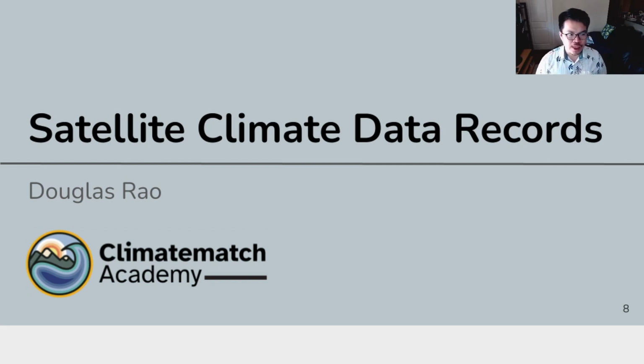By now, you should understand the basic concepts of remote sensing, including different types of resolutions, as well as the electromagnetic spectrum. In the second module, you will be introduced to the concept of satellite climate data records, and what the major collections of remote sensing data for climate applications are.